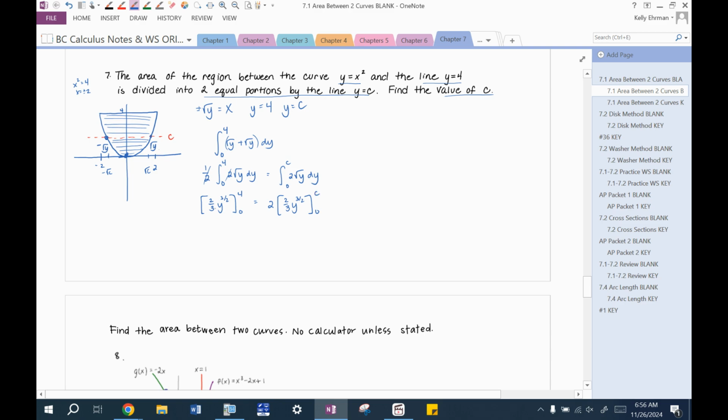So on this side, we should get a number, right? So 2/3. The square root of 4 is 2. 2 to the third is 8. 8 times 2/3 is 16/3, minus 0. And then over here, we would have 4/3, 2 times 2/3, times c to the 3/2, minus 0. Okay, so how about this? Times 3/4 to get that out of there. So c to the 3/2 equals 4. How do I get rid of that? I raise 4 to the reciprocal, 4 to the 2/3, to solve for c.